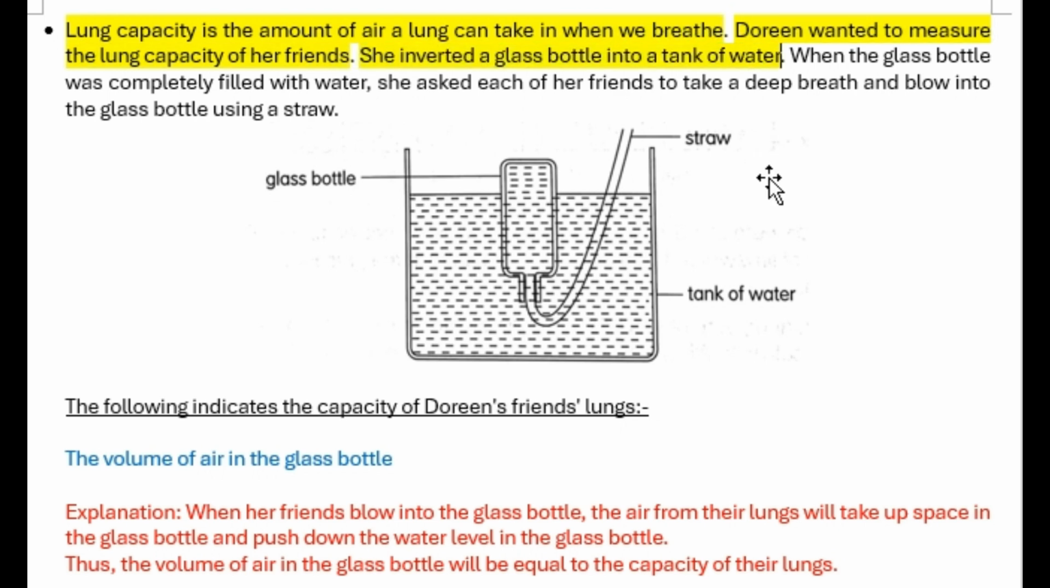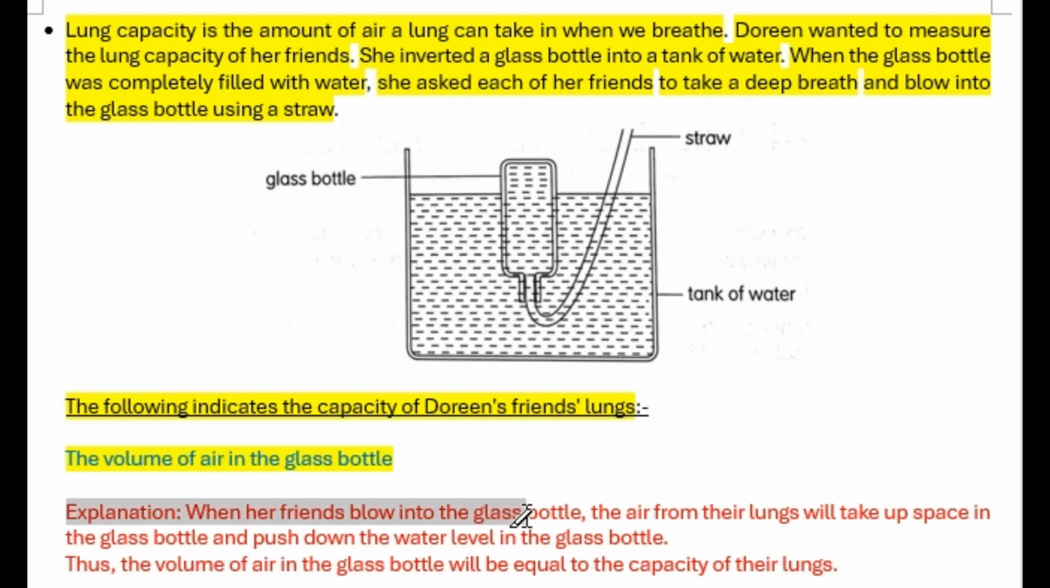She inverted a glass bottle into a tank of water. When the glass bottle was completely filled with water, she asked each of her friends to take a deep breath and blow into the glass bottle using a straw. The following indicates the capacity of Doreen's friends' lungs. The volume of air in the glass bottle.